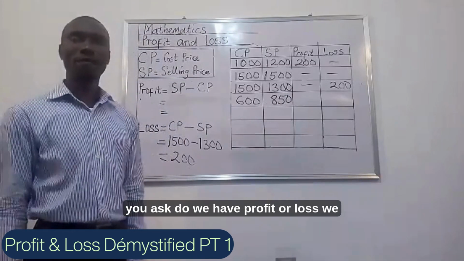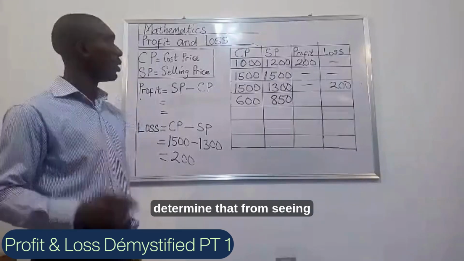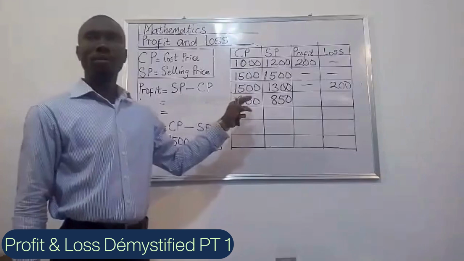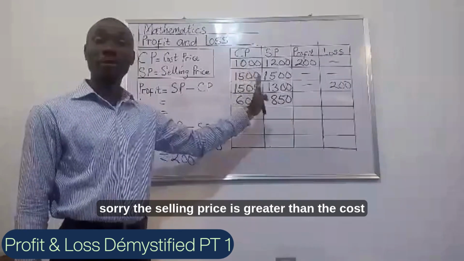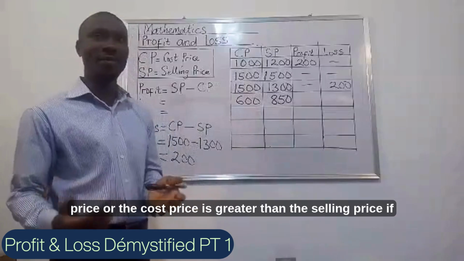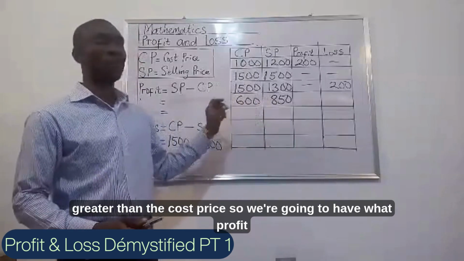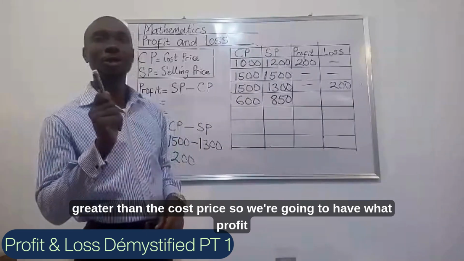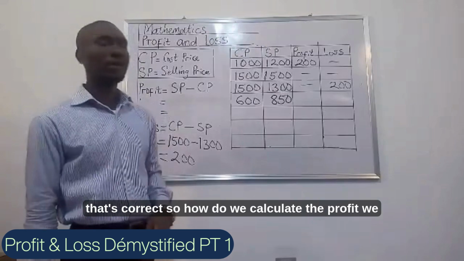First you ask, do we have profit or loss? We'll determine that from seeing whether the selling price is greater than the cost price, or the cost price is greater than the selling price. If you look at this, you discover that the selling price is greater than the cost price. So we are going to have what? Profit. That's correct. So how do we calculate the profit?